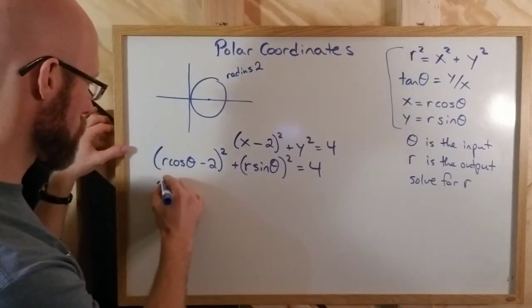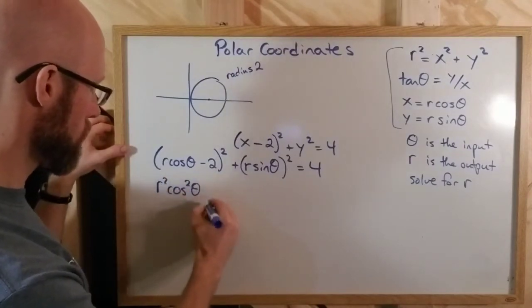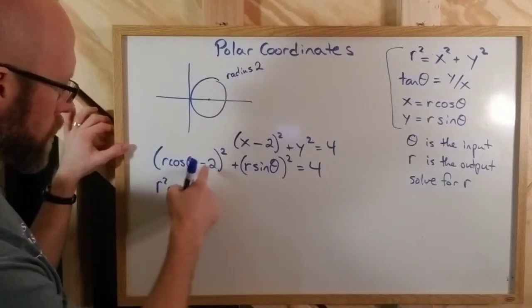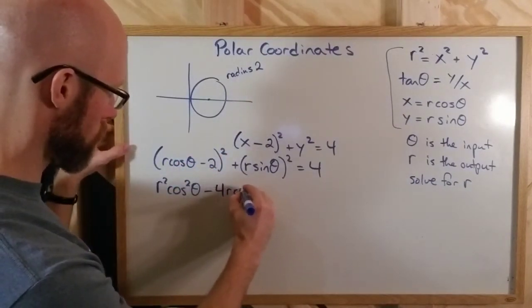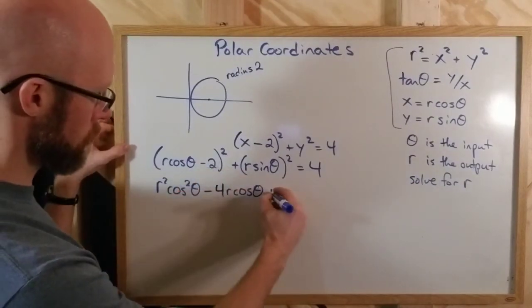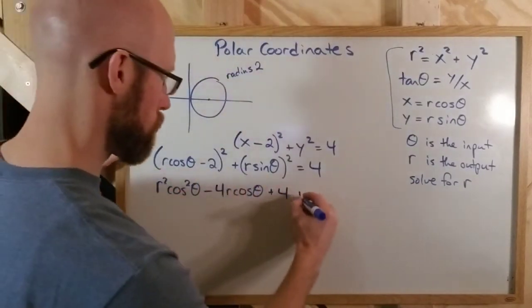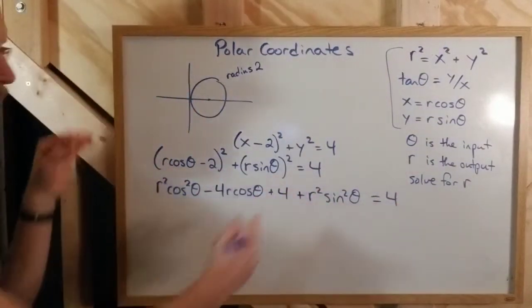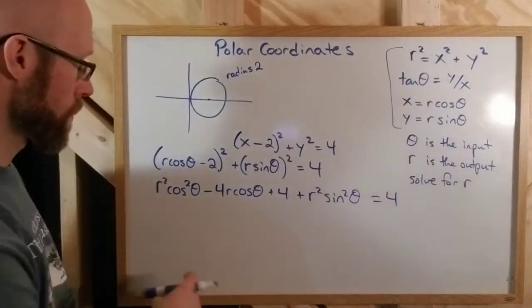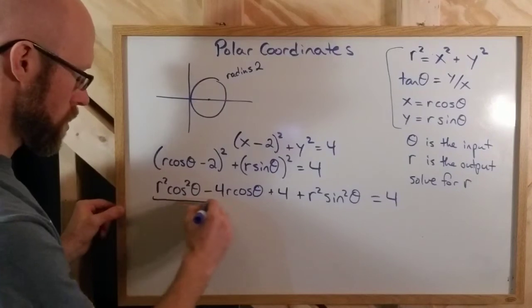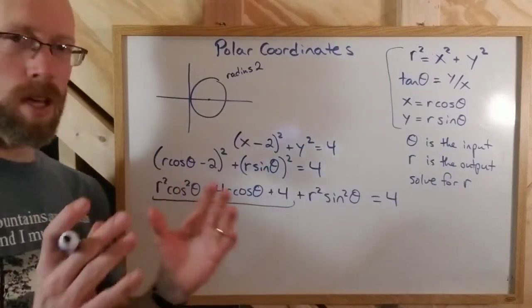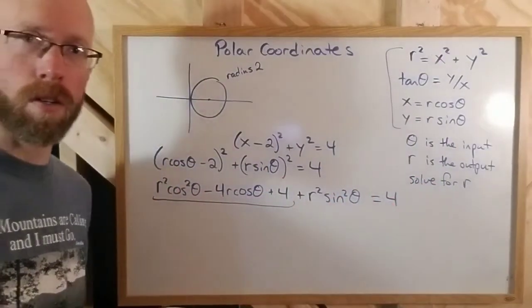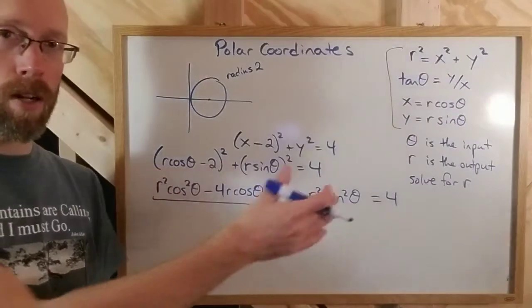Here I would have r squared cos squared theta minus, when you square this, you double the product of the two terms, so you get 4r cos theta, and then square that, you get plus 4. And then here I'd have plus r squared sine squared theta equals 4. So I'm just expanding each of those terms. Here, this one's a little bit tougher to see, but it is r cos theta minus 2 times r cos theta minus 2, and then distributed. I did all that work kind of in one step rather than writing it all out.